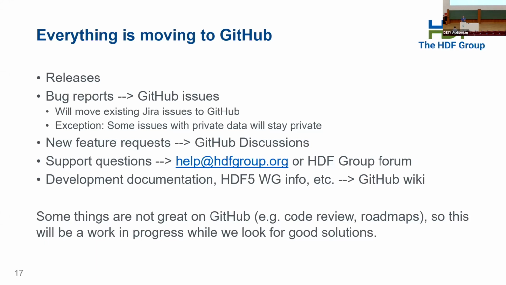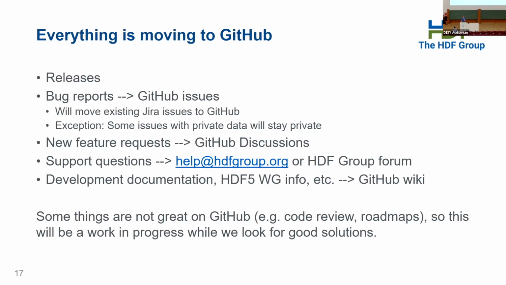New feature requests should go to GitHub discussions and not be issues. There we can discuss new features, what's going to go into the next major release of HDF5. Support questions can go to the HDF Group help desk or the HDF Group forum. I prefer that people create issues on the HDF Group forum, because then that becomes searchable and everybody can benefit from the answers that you get, kind of like how Stack Overflow works.